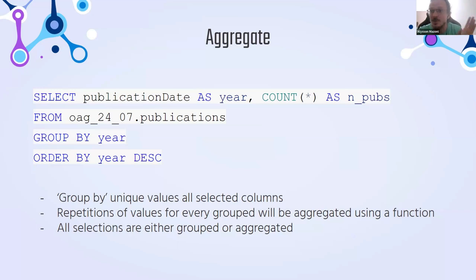If I have further columns, they will have to be either grouped by further columns, or aggregated by their repetitions using an aggregating function. Of course, if I have more than one column in the group by statement, I'll be selecting not the distinct value of one, but the distinct value of their combination.